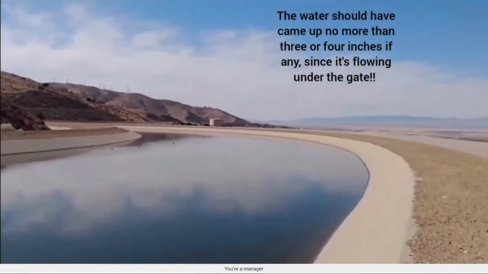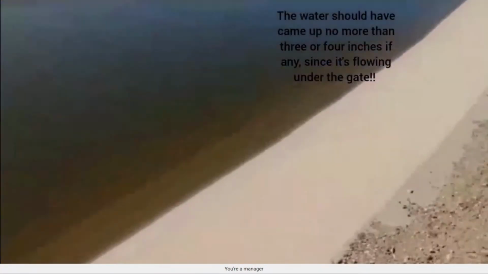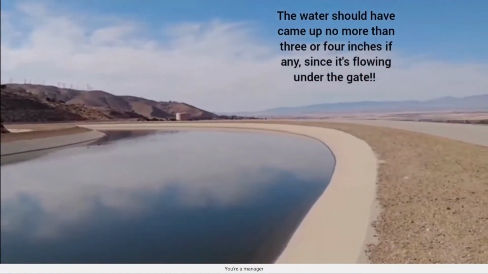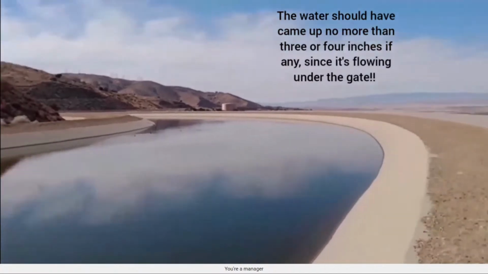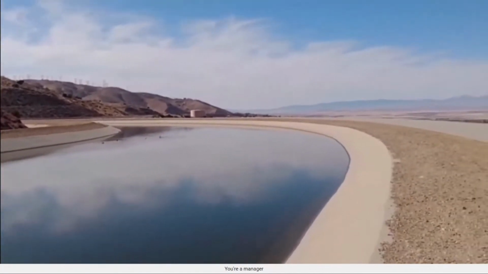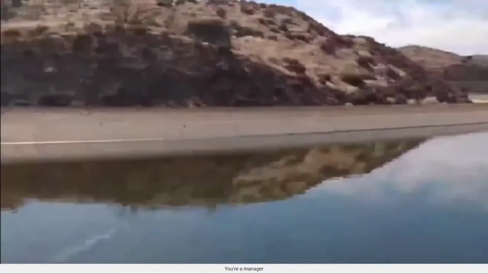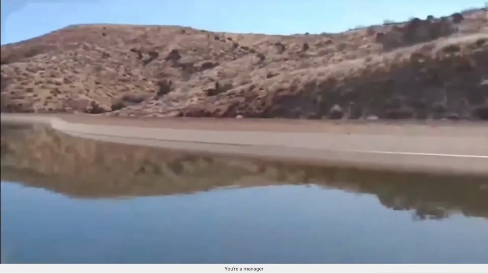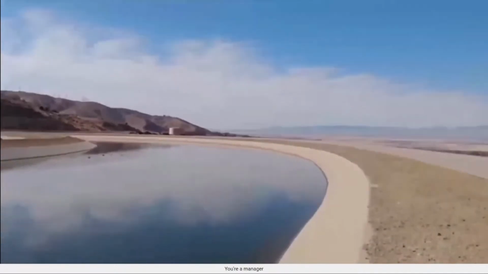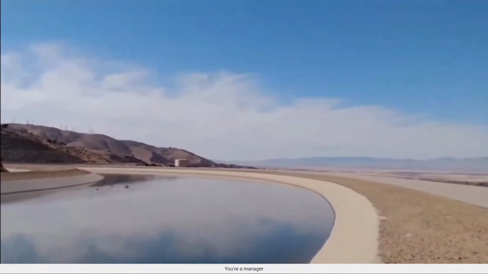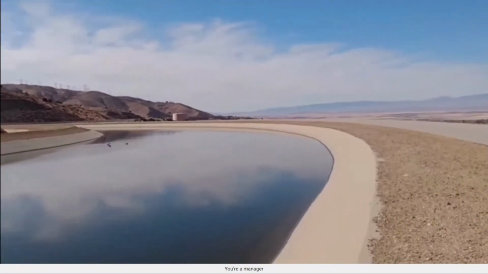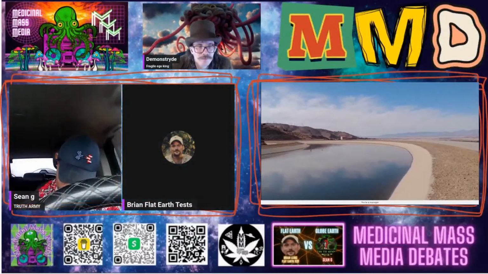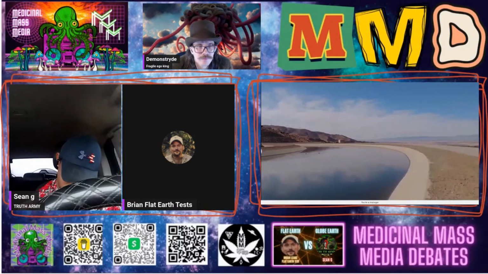Yeah, very, very interesting. The cement was surveyed and laid out to follow the curvature of the Earth, and the water doesn't care about that. The water is like, you can do whatever you want. There you have it, folks. This is incredible, just incredible. The Earth is truly flat.